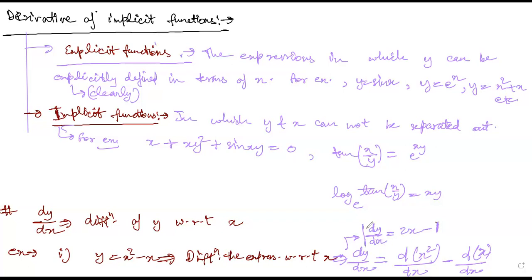So the answer, if I have been asked to find out the dy by dx in this case, that should be 2x minus 1, right?